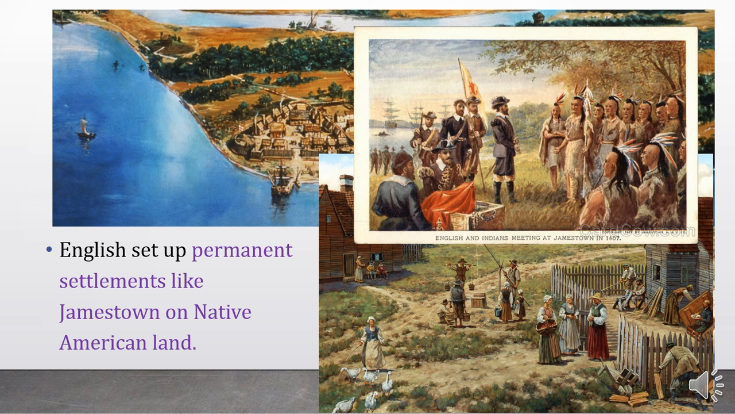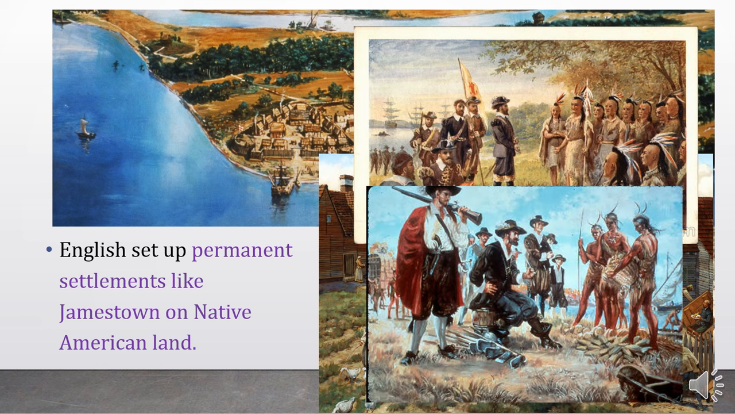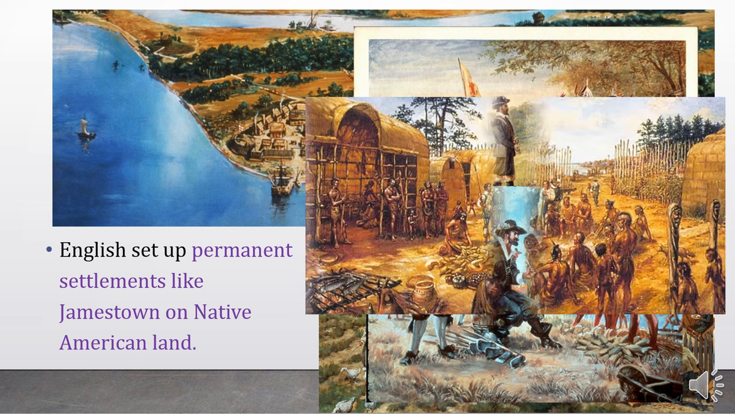They are not here to explore, map, and leave. They are not here to trade and leave. They are here to set up farms and take over the land. So even though the English did have trading relationships along with the Native Americans, it was always uneasy.